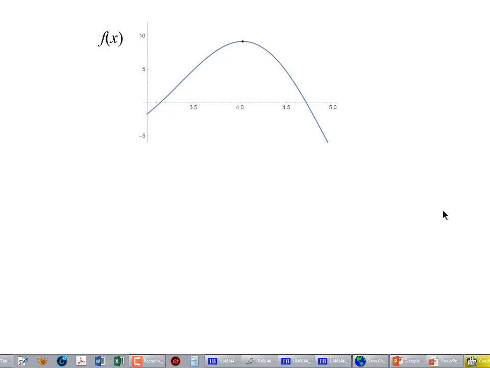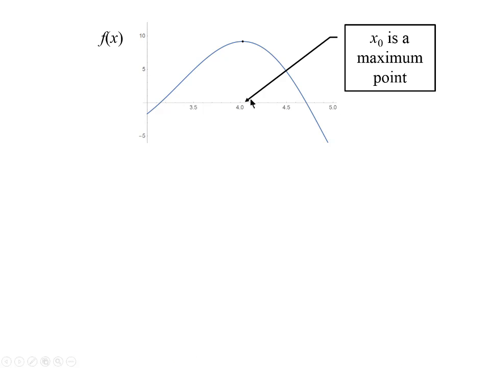Hi, unlike the previous video, here we look at the case of a maximum. Here is our function, and the maximum point is right here. At this point, the function attains its maximum, and we want to look at the relationship between f and its derivative and the second derivative.